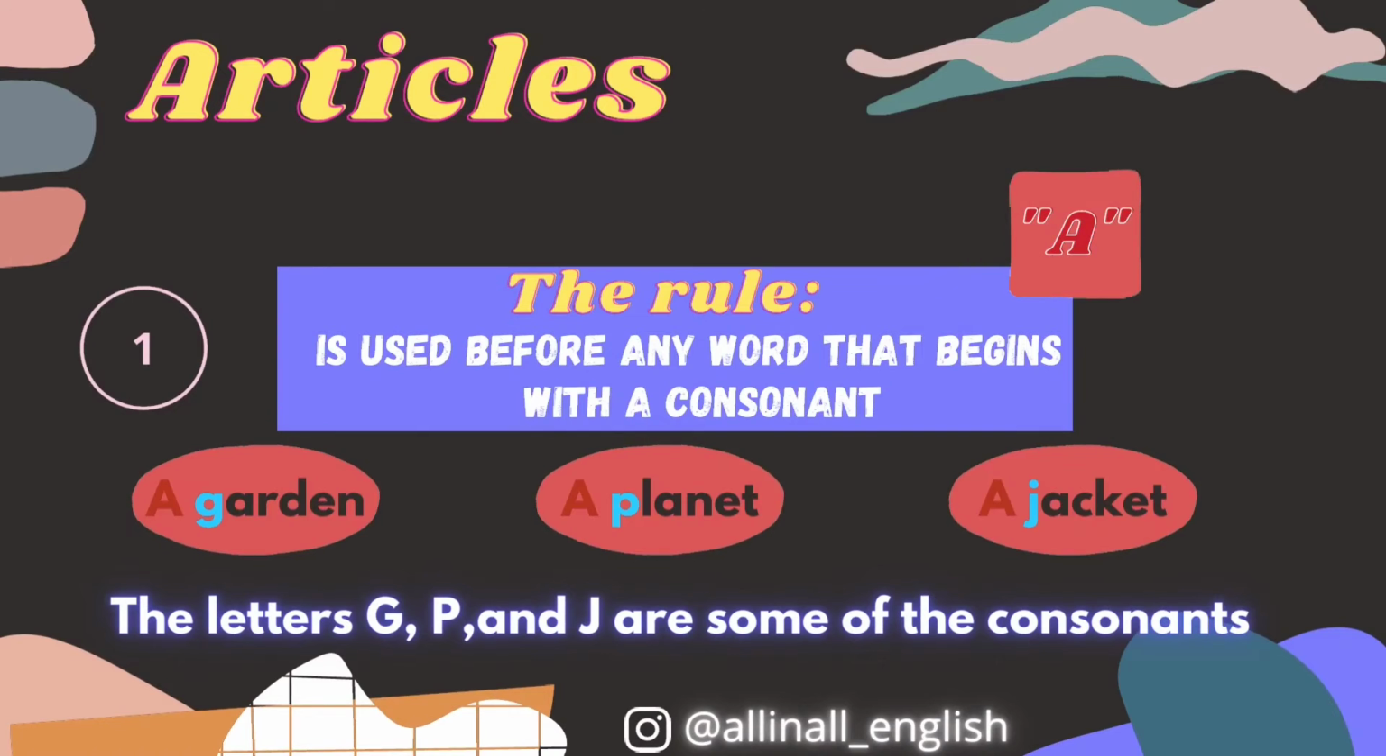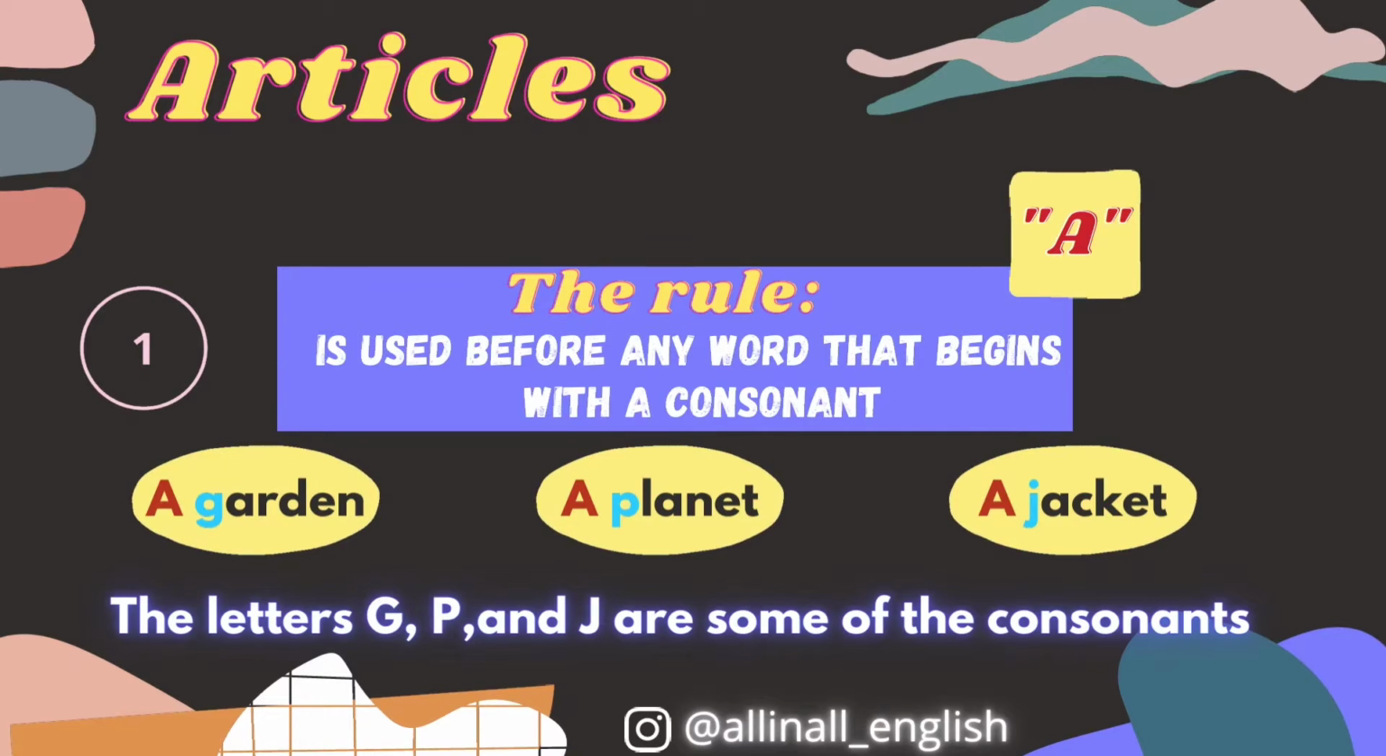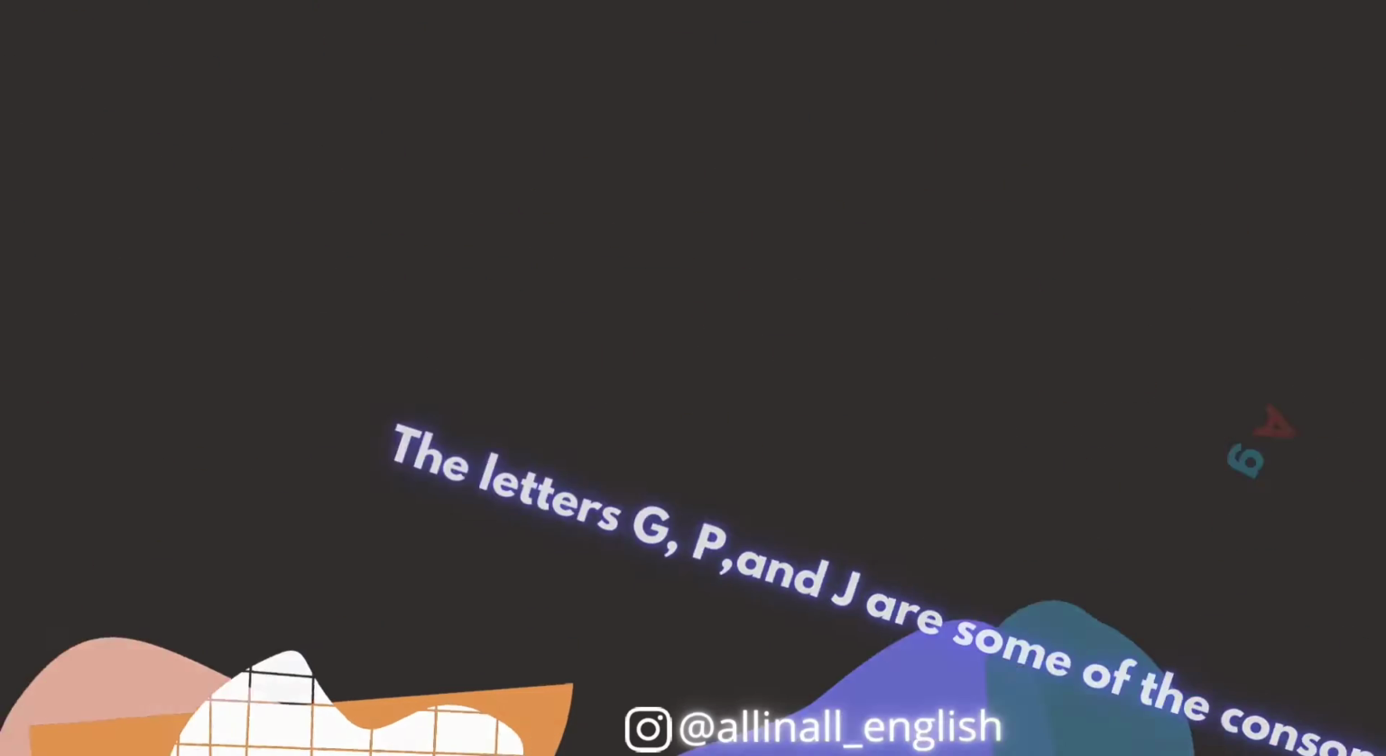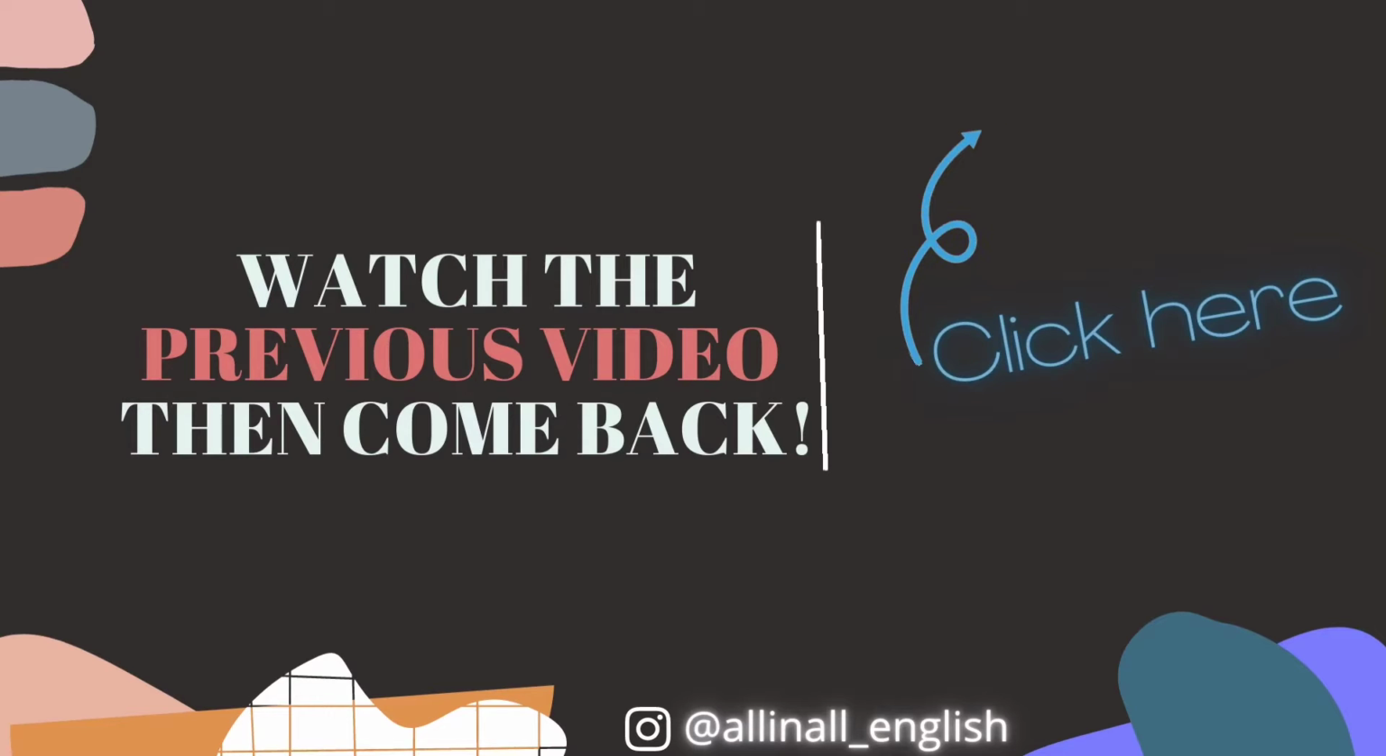So the first part of the rule is, we use the article a before any word that begins with a consonant, just like the words a garden, a planet, or a jacket. So the letters G, P, and J are some of the consonants in English. So we use the article a with any word that begins with a consonant. If you haven't already watched my previous video about consonants and vowels in English, please go ahead and watch it before this one so you can fully understand everything and follow along.